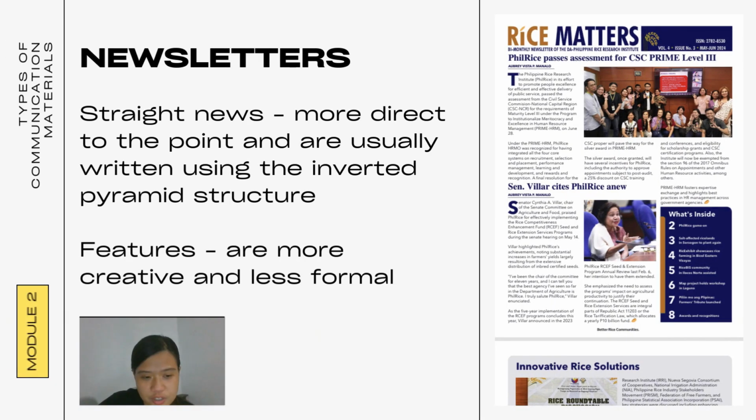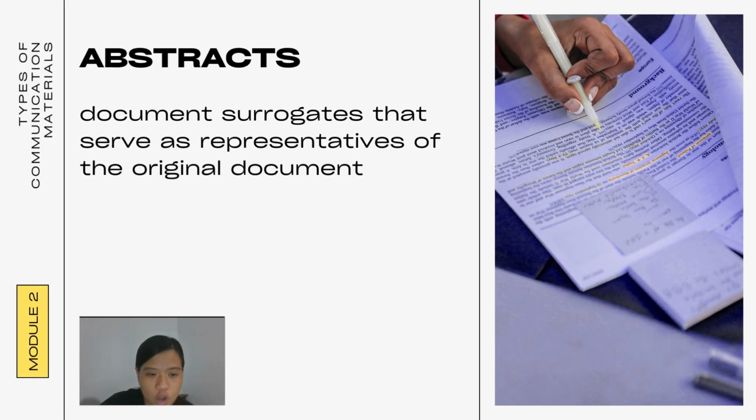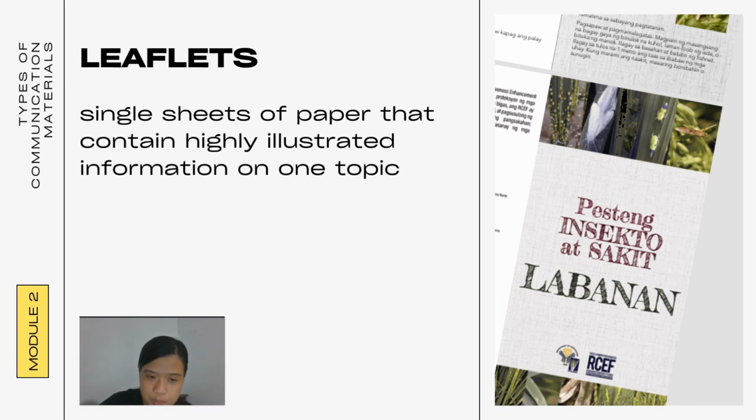We have also learned various print media aspects such as newsletters, reports, abstracts, and leaflets. Newsletters usually serve the interests of a specific group or organization. This is usually presented in the form of straight news articles, news briefs, or feature articles. Reports are more often than not work-related technical documents meant to help decision makers become more informed about a particular issue. Abstracts are document surrogates that serve as representatives of the original document. And lastly, leaflets are single sheets of paper that contain highly illustrated information on one topic.